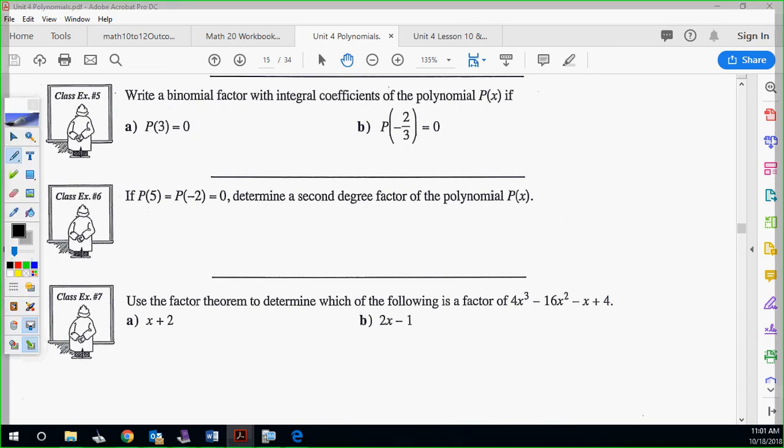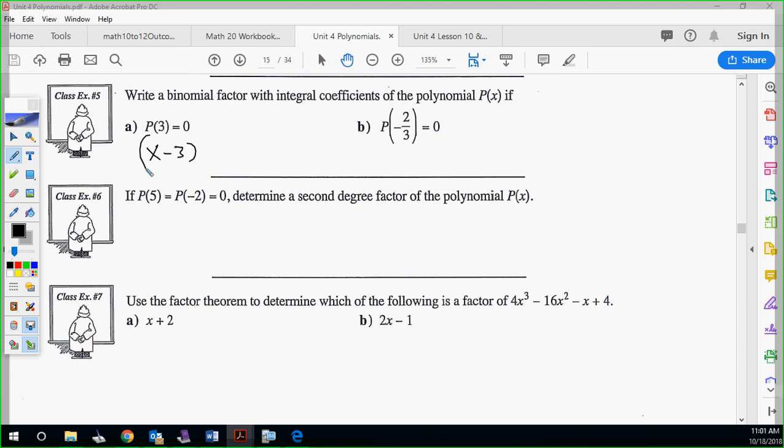Right? Binomial factor with integral coefficients of the polynomial p of x if p of 3 equals 0. So what that's saying is, if it is 0, what's a factor of that polynomial? So what it's saying is that if you plug in a 3 and you get 0 for the function, what does that mean? What binomial is a factor? X minus 3. Right? We got the 3 from the x minus 3. It's just making you work backwards on what the 0 is. Right? They're not giving the polynomial, right? They're kind of making you understand the level of thinking that if 3 is a 0, then x minus 3 goes into this polynomial. We don't know what it is.